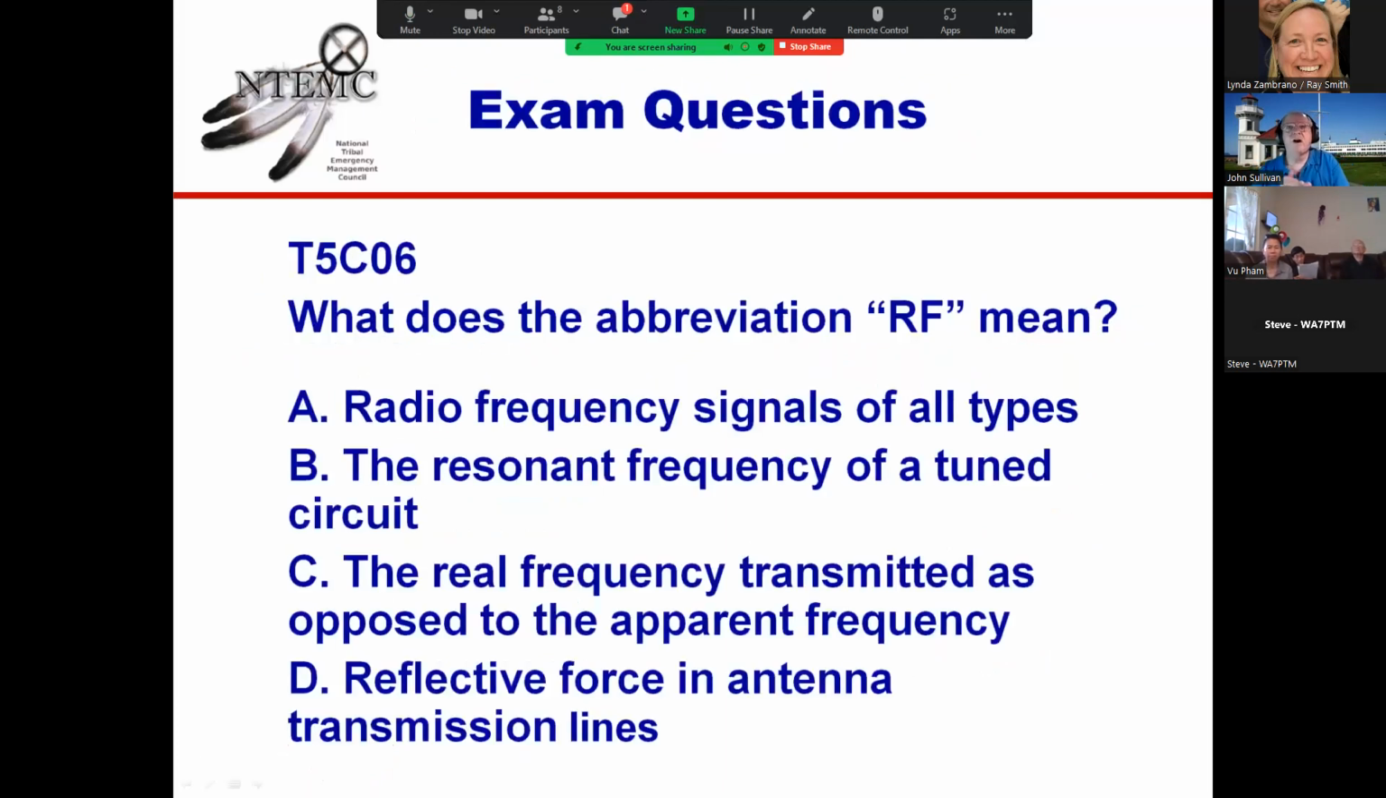What does the abbreviation RF mean? Remember, we talked about that. RF is radio frequency. It's not a resonant frequency or a real frequency or a reflective force. It is radio frequency signals of all types. It's a general term for radio frequency signals.